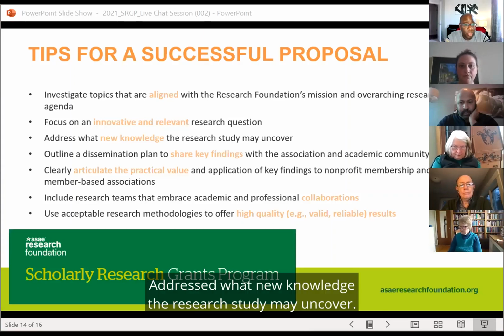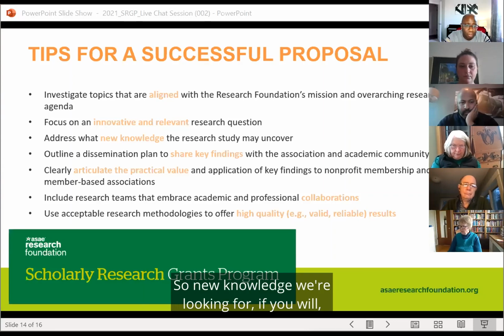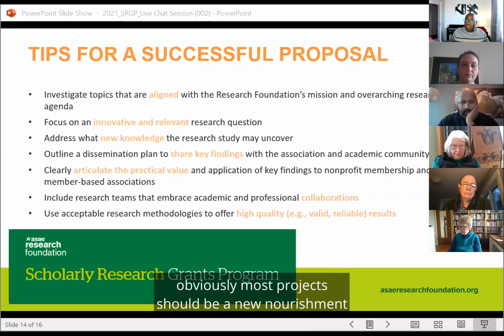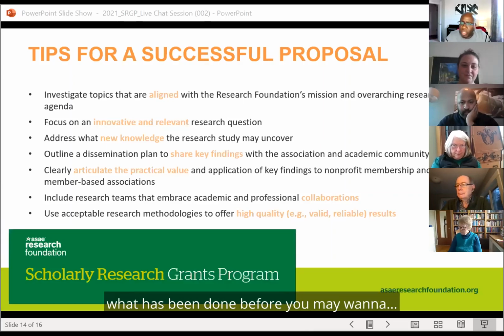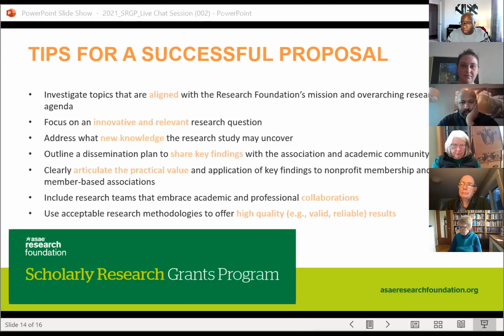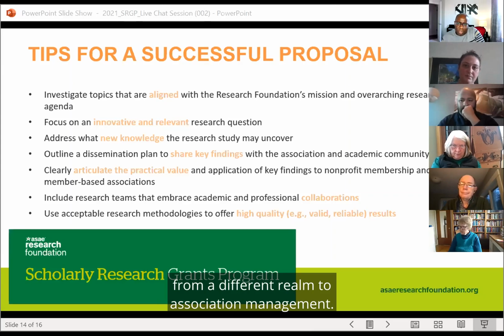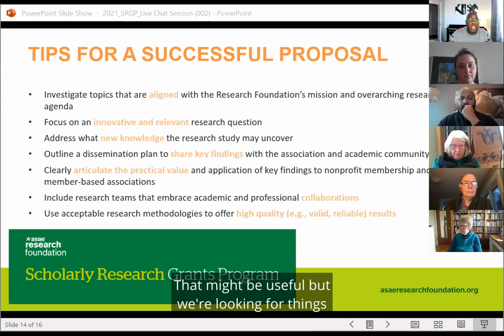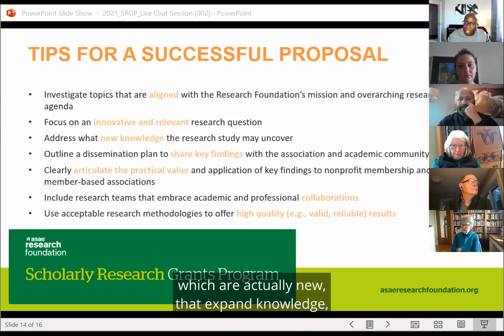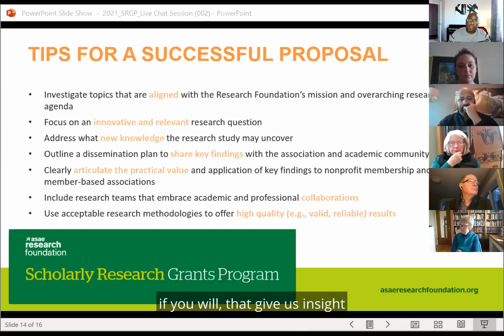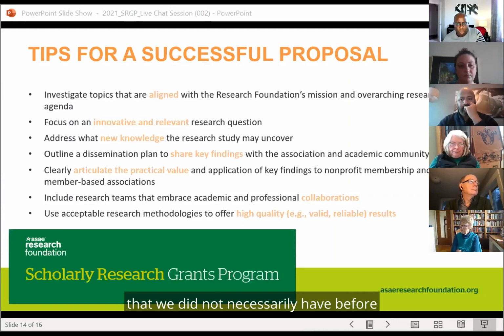Address what new knowledge the research study may uncover. So new knowledge, obviously most projects should produce new knowledge. We're not necessarily trying to replicate what has been done before. You may want to, and if you expand something that was coming from a different realm to association management, that might be useful. But we're looking for things which are actually new, that expand knowledge, that give us insight that we did not necessarily have before in some sort of empirical way.